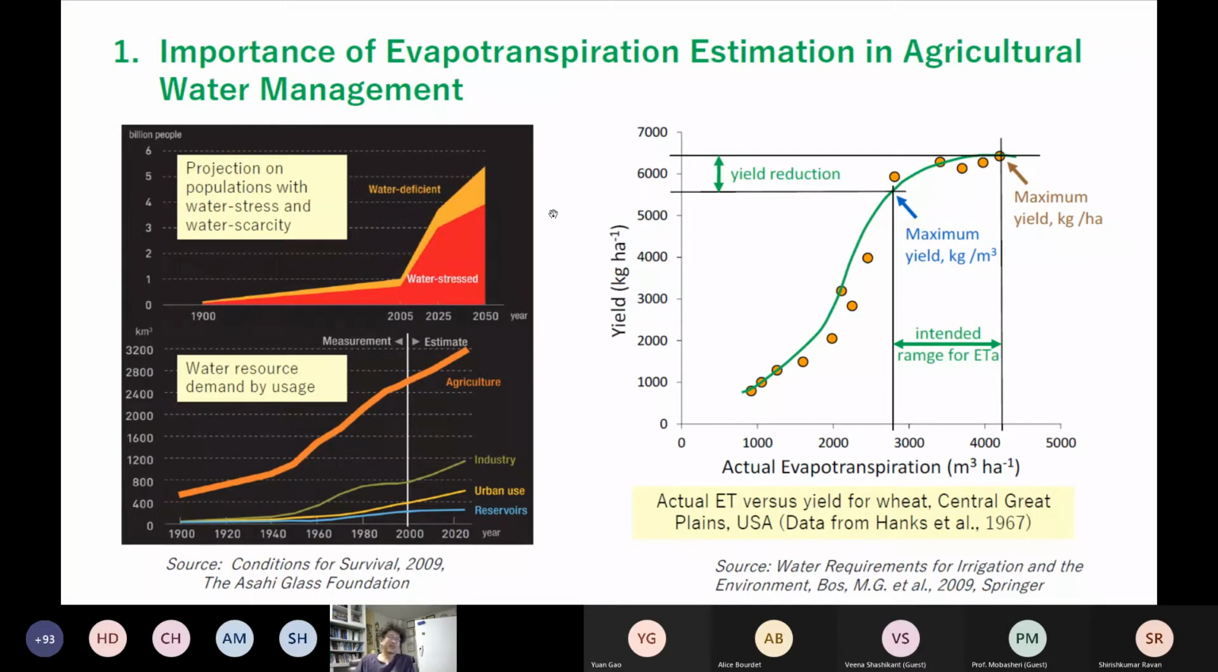Next, please. This slide just wants to show you that freshwater resources will be a big issue in the near future, and more and more people have a problem with water resources. Also, agriculture is the primary user of freshwater. 70% of freshwater is used for agriculture. On the right-hand side, this figure shows the relationship between evapotranspiration and crop yield. Evapotranspiration is an important key part for determining agricultural water demand, because, as clearly seen in this picture, more evapotranspiration gives more crop yield. In this case, it's a wheat yield. But if evapotranspiration is short, it means that the crop gets water stress and it gives less yield.